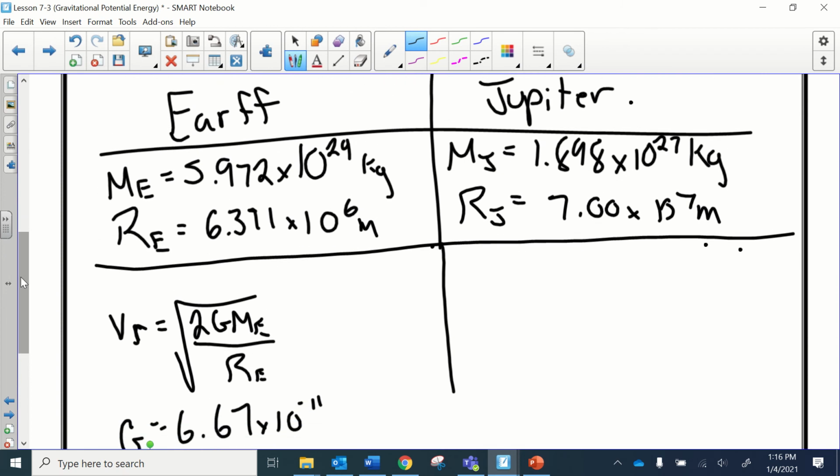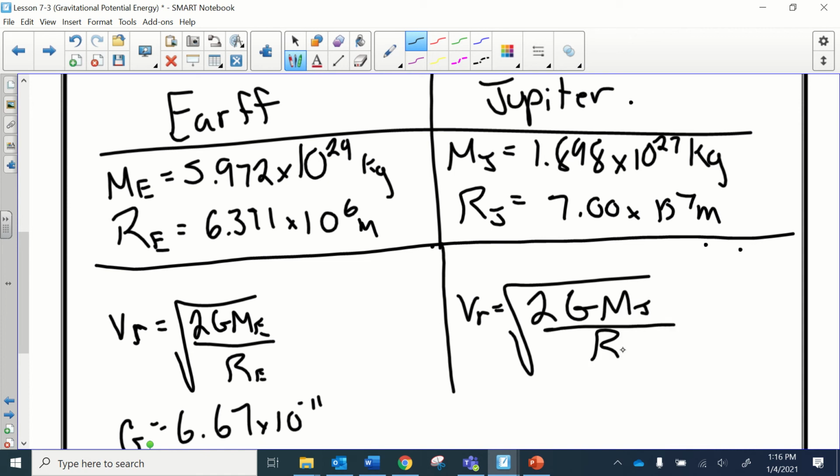Once again, there's a few factors here. It is a much heavier planet, but the radius is also bigger. So what's more important here? What's going to be the bigger determining factor to cause a larger escape velocity? What you should do is throw this in your calculator. The escape velocity v_r is equal to the square root of 2GM_J over r_J.